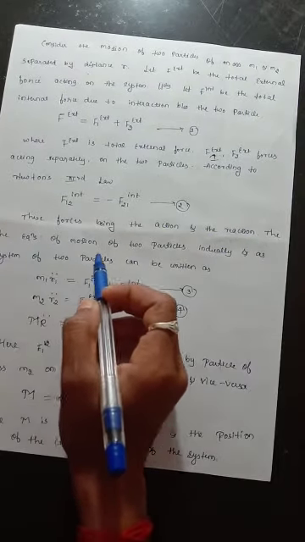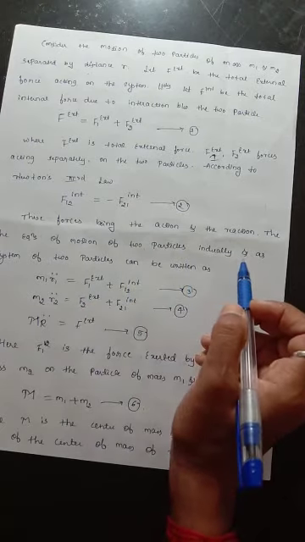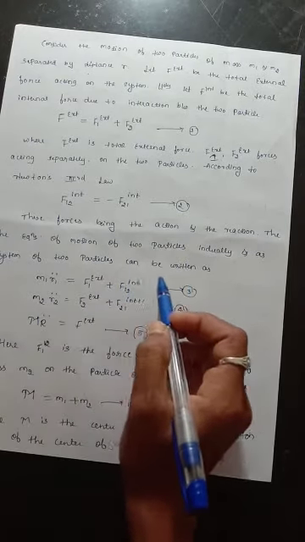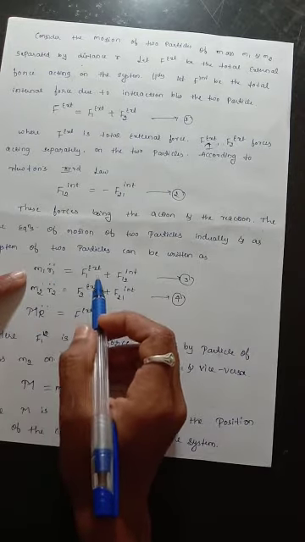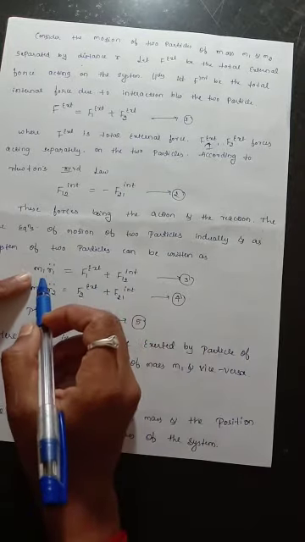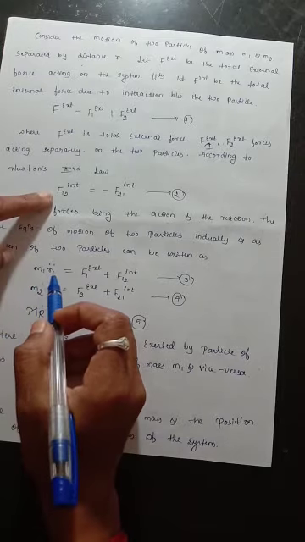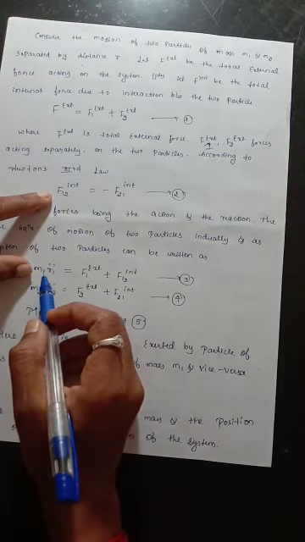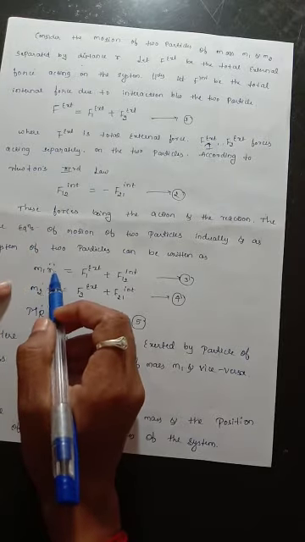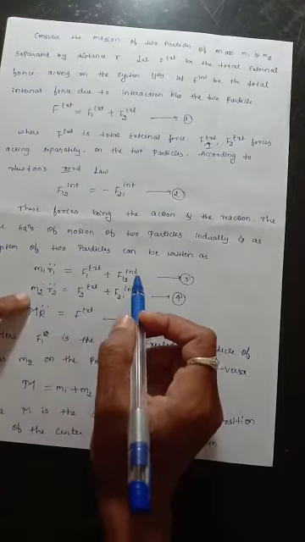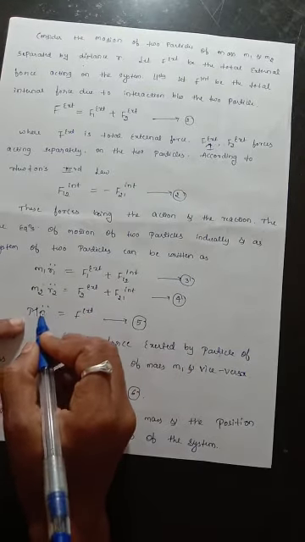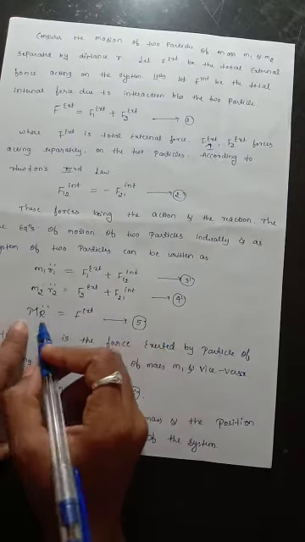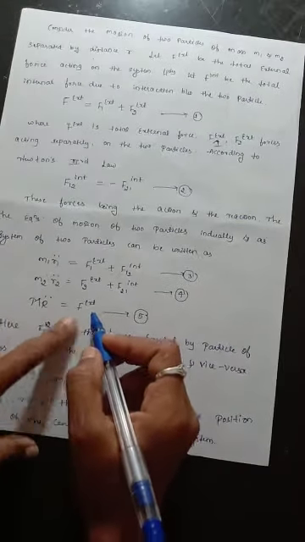The equations of motion of the two particles individually and as a system of two particles can be written as m1 r1 double dot equals F1 external plus F12 internal. See here, m1 r1 double dot means what? F equals ma, m as it is, and a means acceleration, that is a equals r double dot. So m1 r1 double dot is for the first particle, and similarly for the second particle. Next, F equals M R double dot equals F external.